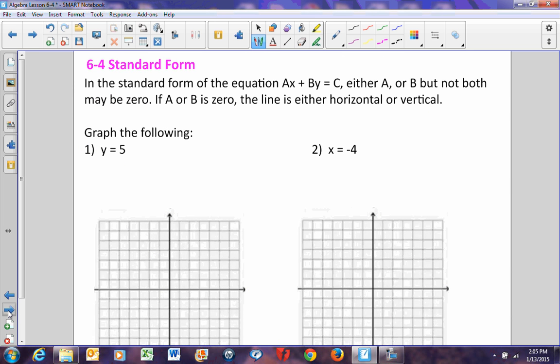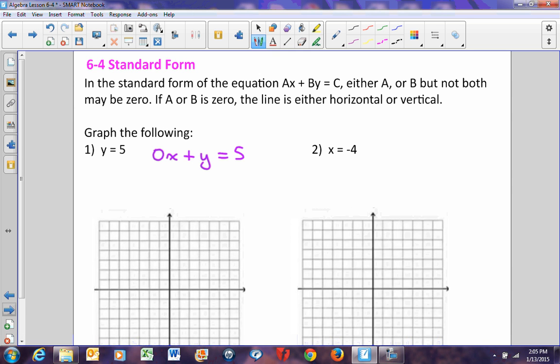Okay, the standard form for an equation is ax plus by equals c. Either a or b, but not both, may be zeros. If a or b is 0, the line is either a horizontal line or a vertical line. So let's look at the following, because you have to know when it's horizontal and when it's vertical. So I'm asked to graph y equals 5. In standard form, we have 0x plus y equals 5.